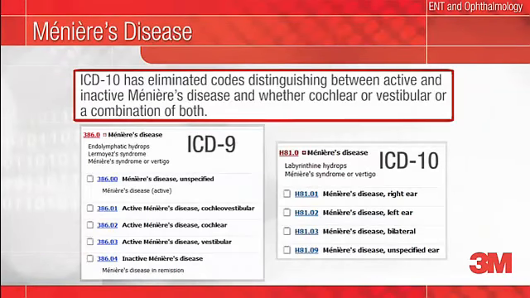There has been a change in the terminology in ICD-10 to describe Ménière's disease. As you can see in the ICD-9 and ICD-10 codes on screen, the terms for active or inactive Ménière's have been dropped. So in ICD-10, you either have it or you don't. Also, note that the disease is no longer differentiated as cochlear or vestibular or a combination of both. Laterality is the only additional documentation needed.